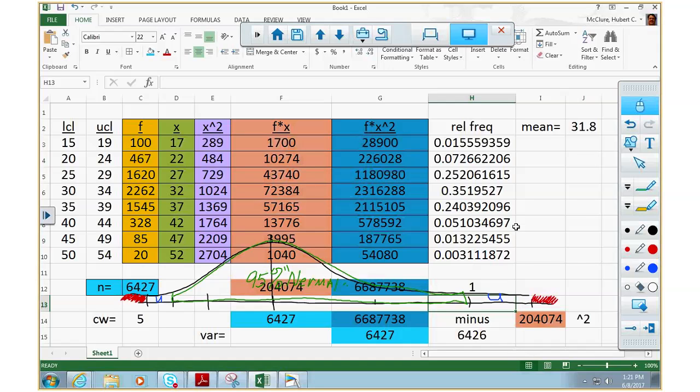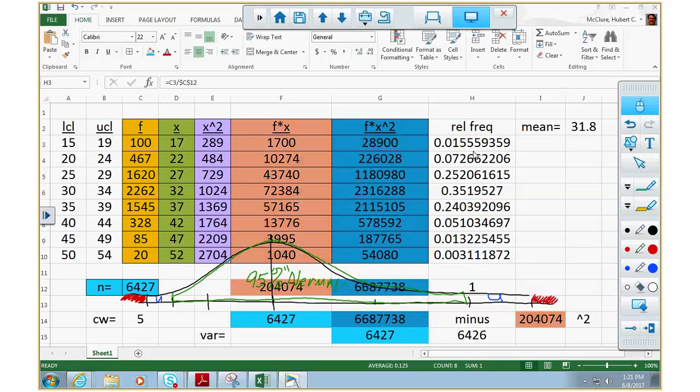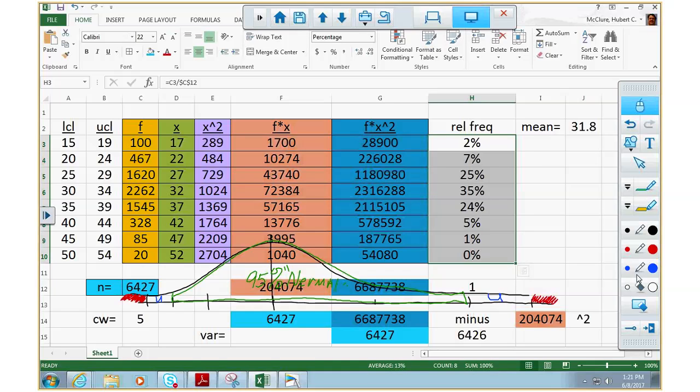Now, what if they want it as a percent? Well, then you just move the decimal over 2 places. You just go over here, or you hit the handy-dandy percent sign. And then this turns to percent, 100%. So there's your relative frequency. They can ask you to put it in decimal form. They can ask you to put it in percentage form. And that's it. That's all you have to do with a frequency distribution.